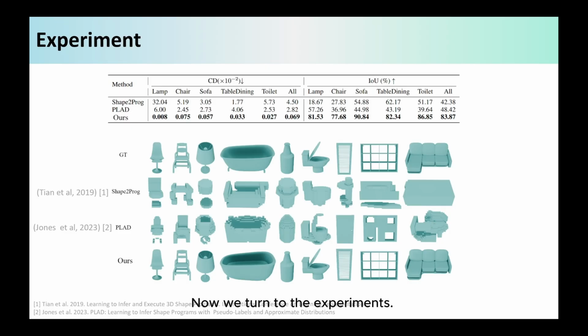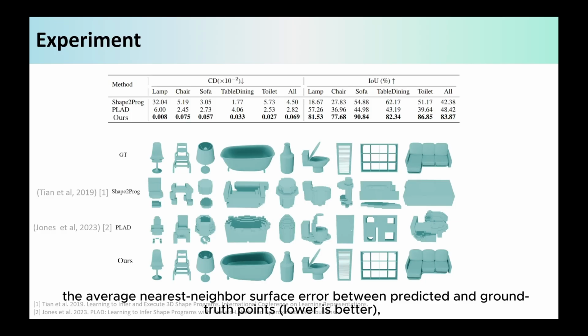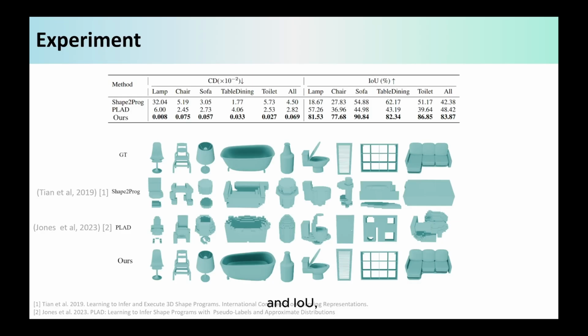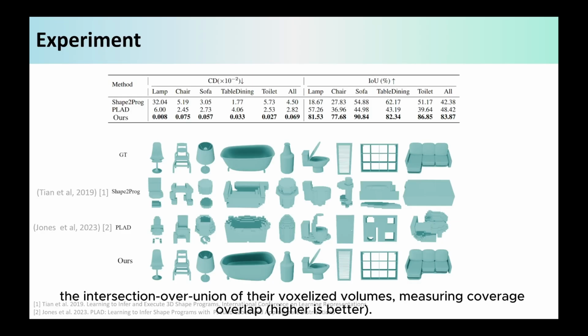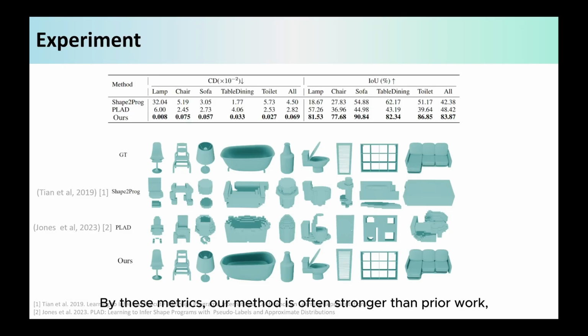Now we turn to experiments. We evaluate using two metrics, chamfer distance, average nearest neighbor surface error between predicted and ground truth points, and IOU, the intersection over union of their voxelized volumes, measuring coverage overlap. By these metrics, our method is often stronger than prior work across categories in reconstruction accuracy.